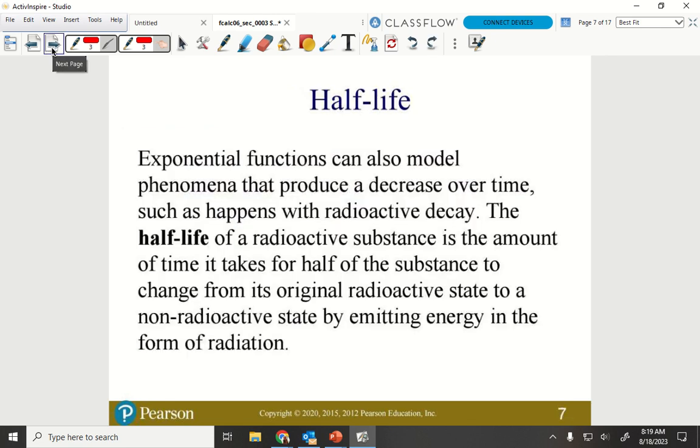Half-life. Exponential functions can also model phenomena that produce a decrease over time, such as happens with radioactive decay. The half-life of a radioactive substance is the amount of time it takes for half of the substance to change from its original radioactive state to a non-radioactive state by emitting energy in the form of radiation.